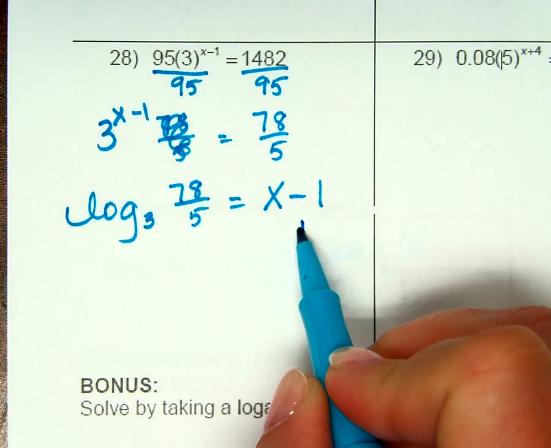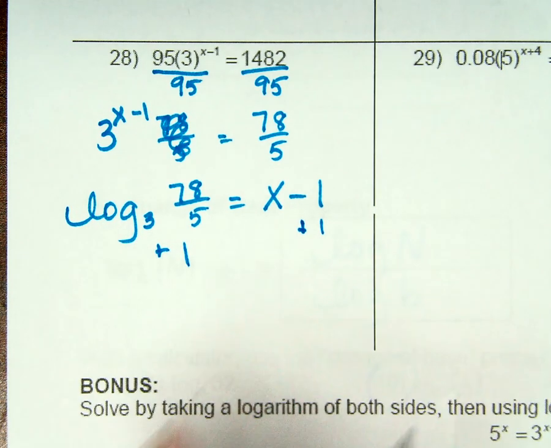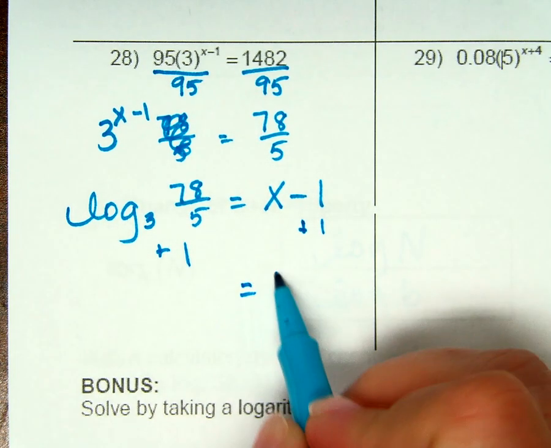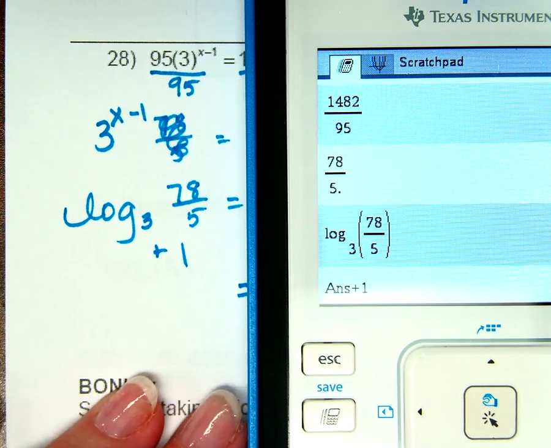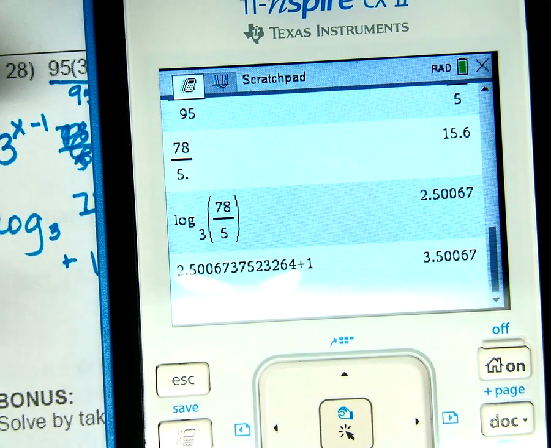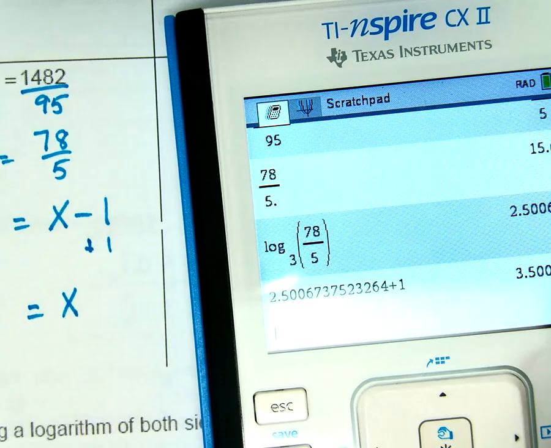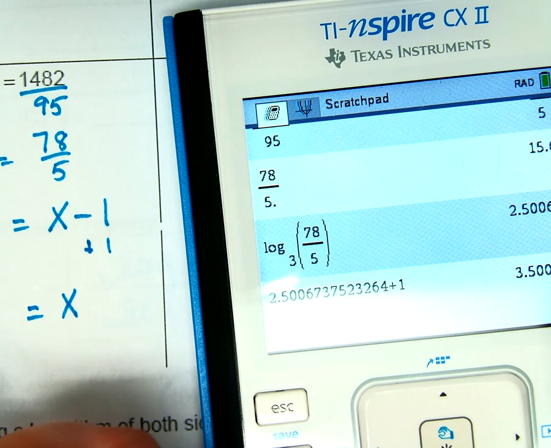In order to solve for x, what do I do? I'm going to add 1, right? Notice I haven't written anything for what the value of that is because when do we round? At the end, okay? So now if I add 1 to this, plus 1, see what I get? What am I writing as my answer? 3.5007.